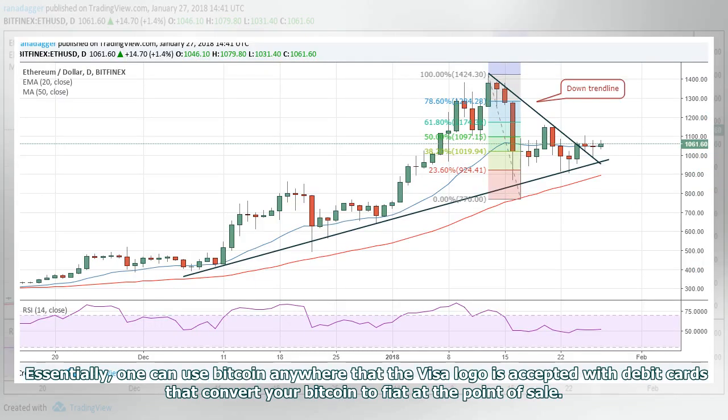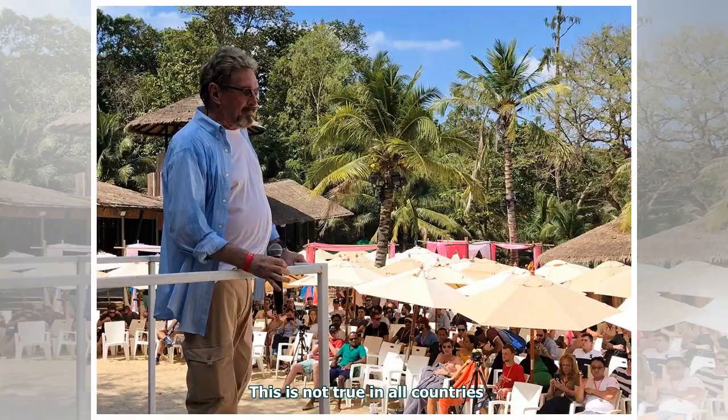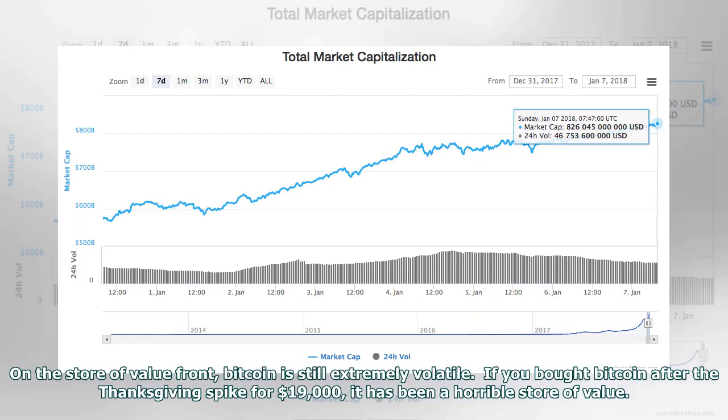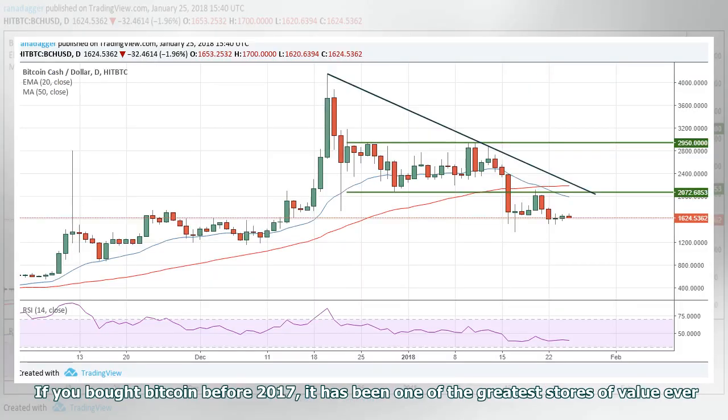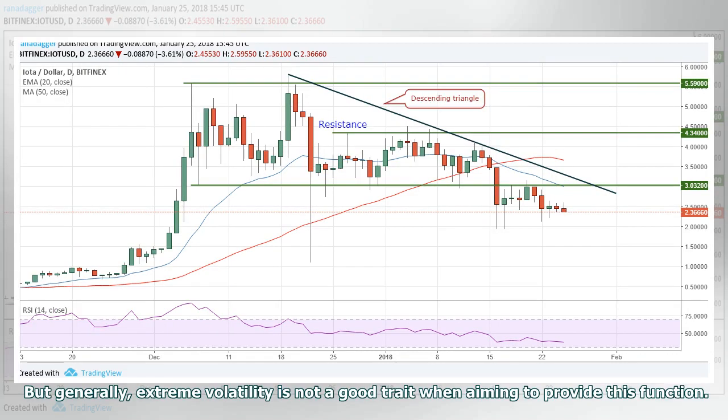Essentially, one can use Bitcoin anywhere that the Visa logo is accepted, with debit cards that convert your Bitcoin to fiat at the point of sale. This is not true in all countries. On the store of value front, Bitcoin is still extremely volatile. If you bought Bitcoin after the Thanksgiving spike for $19,000, it has been a horrible store of value. If you bought Bitcoin before 2017, it has been one of the greatest stores of value ever. But generally, extreme volatility is not a good trait when aiming to provide this function.